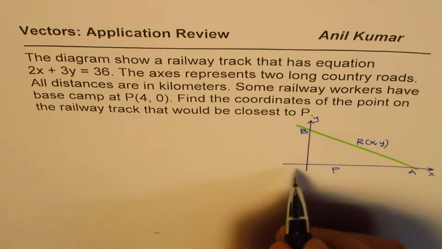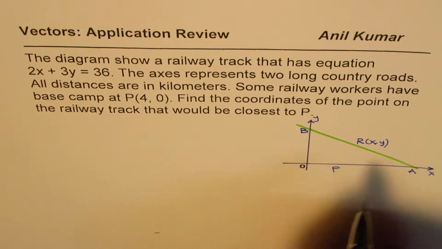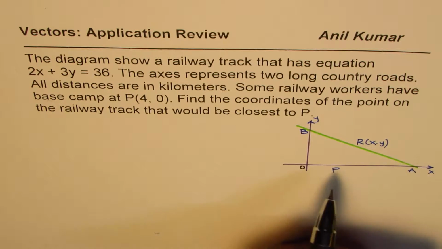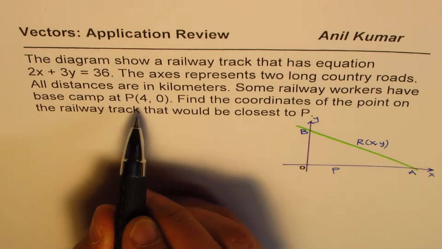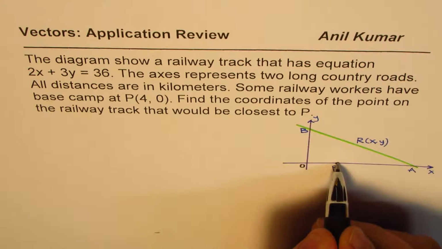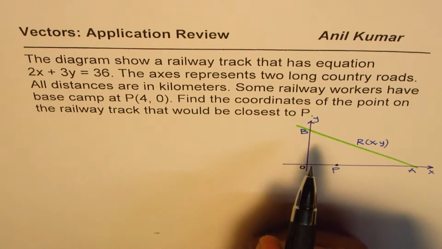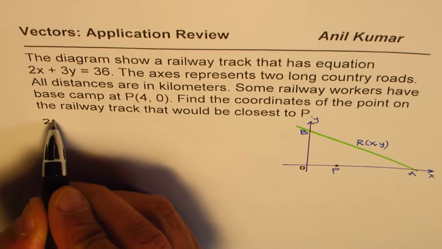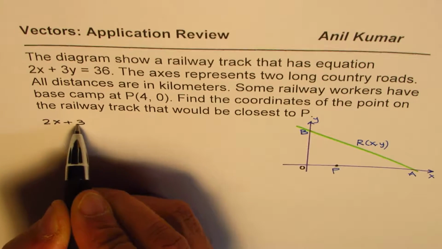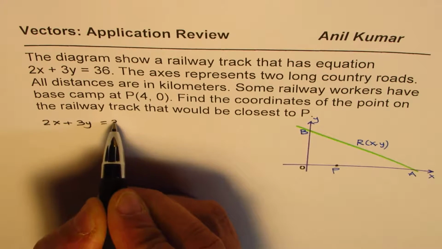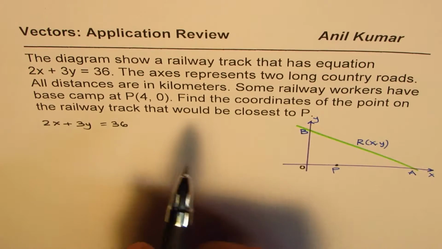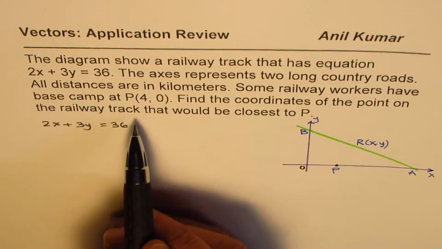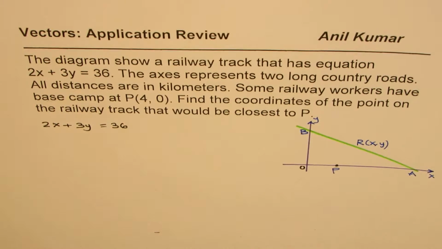Now here we have a diagram, so we have made a coordinate system. The green line shows the railway track. And we have a point, let's say this point is at (4, 0). We are given the equation of the track as 2x plus 3y equals 36. We need to find the coordinates of a point on the railway track that would be closest to P.